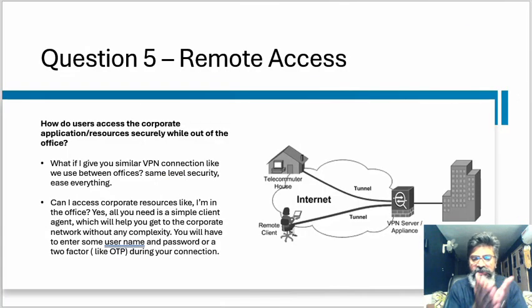Remote access. One of the customer requirements, if you remember the scenario, was that users should be able to access the resources in the data centers, irrespective of whether they are in the office or out of the office. So we're going to use remote access. How easy is it? All you need is an internet connection and a small agent running on your laptop, and you're connected to the VPN, as secure as you are in the office. So we're meeting that requirement.